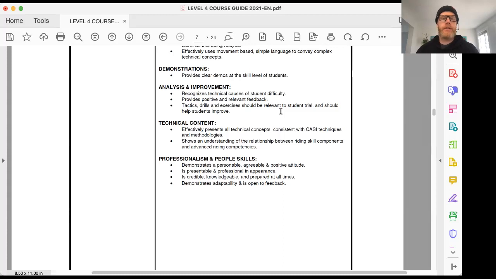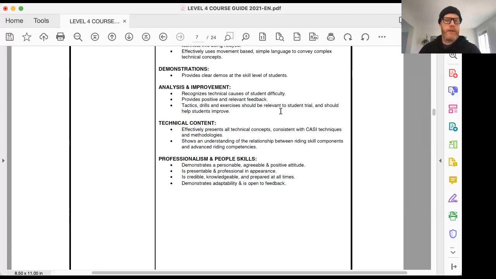The last one here under the teaching component, professionalism and people skills. So demonstrates a personable, agreeable, and positive attitude. By this level, if you've gone through the process of being a professional snowboard instructor for enough years to be at the level 4 exam, then hopefully this isn't a huge issue.